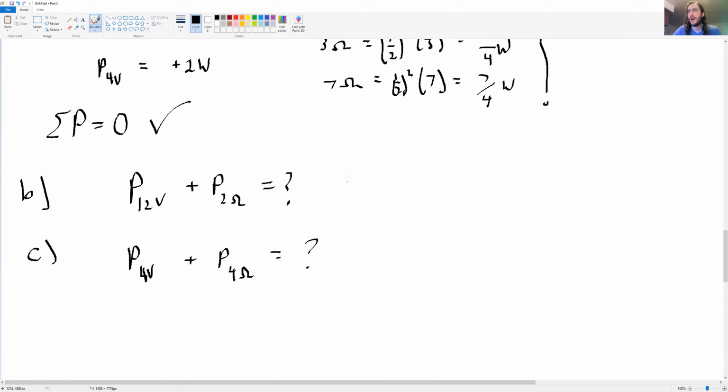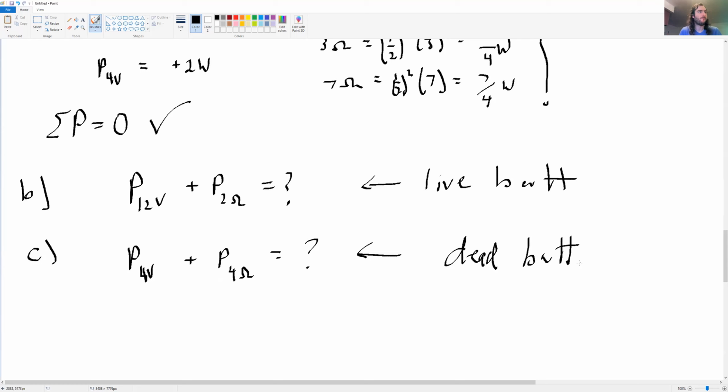So this is the power supplied by the live battery, and this is the power dissipated by the dead battery, if I can spell dead correctly. Okay, any questions about that? Give me a thumbs up if you're ready. We're going to go on to RC circuits now.